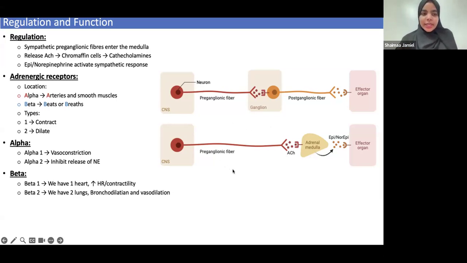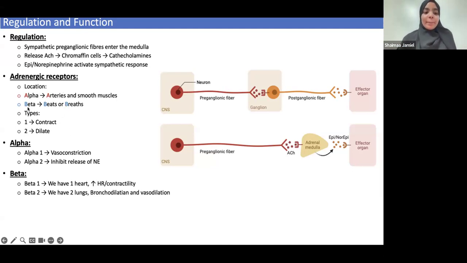Okay. So what are the actions? It depends on whether they're binding to alpha or beta receptors. Alpha is usually present in the arteries or smooth muscles. Beta is usually present in beats or breaths. Beats is the heart, breaths is the lungs. And then depending on whether it is 1 or 2, 1 usually contracts and 2 dilates. So alpha 1 is going to cause vasoconstriction. Alpha 2 is usually present in the presynaptic membranes, and it causes the opposite of the sympathetic effect. It inhibits release of norepinephrine, so it will cause dilation of the smooth muscles instead.